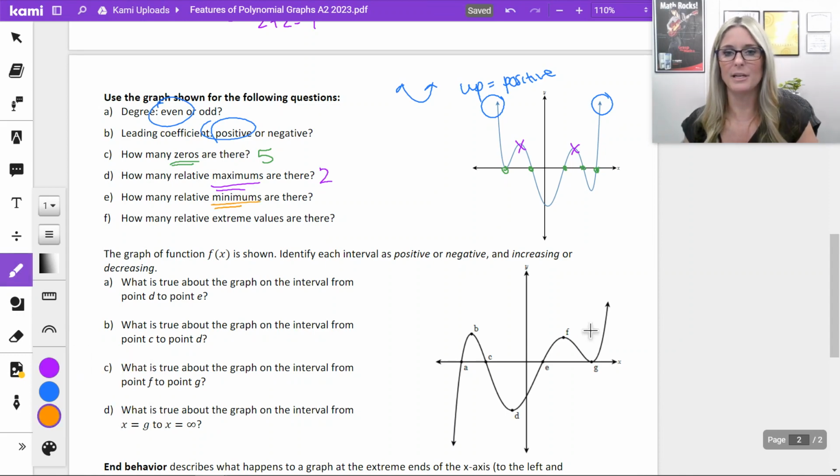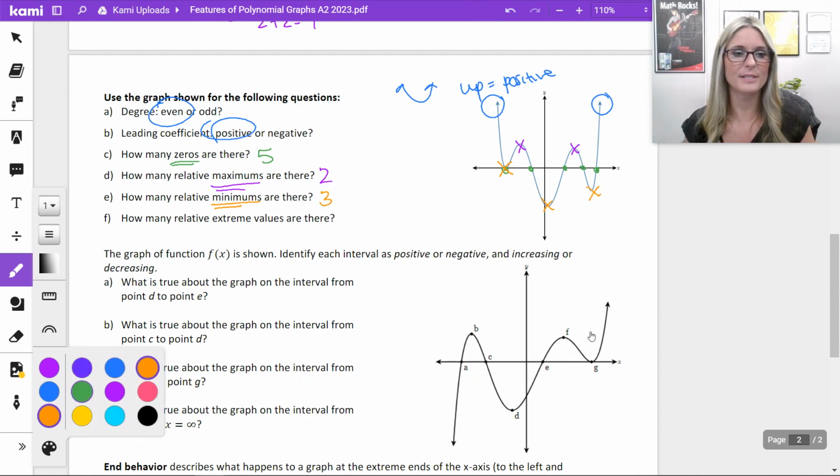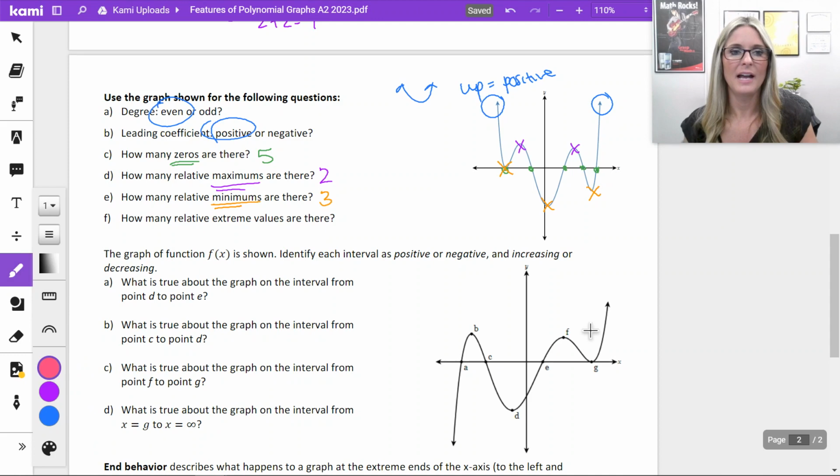Relative minimums are low places. Don't miss this one. There's 1, 2, 3 relative minimums. And then relative extreme values, all of those. Any high and low places, we had 1, 2, 3, 4, 5 total high and low added together on that graph. The next part is actually review.